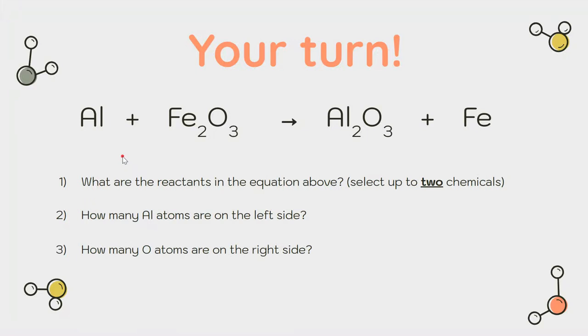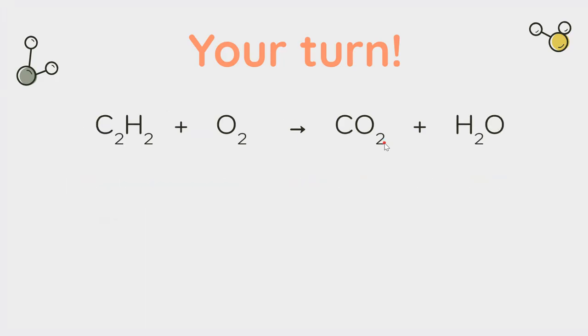Next, how many O atoms are on the right side? Go ahead and answer that question. There are 3 O atoms on the right side of this equation, on the product side. Let's try one more example.